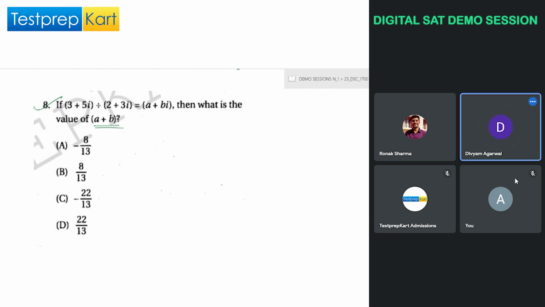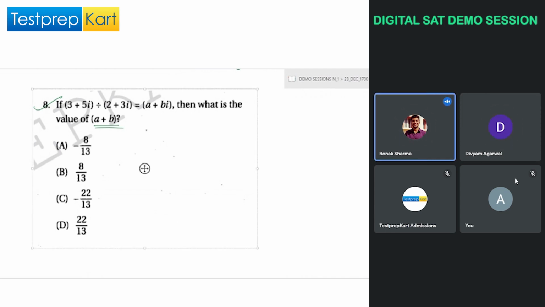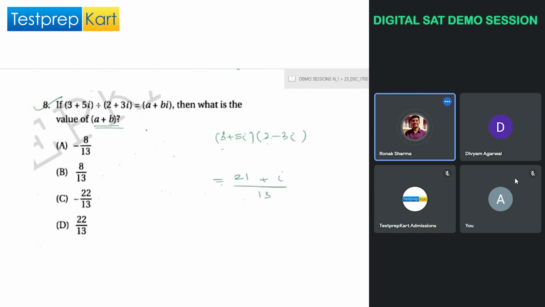Answer is D. So we have 2 plus 3 iota. So 4 plus 9, 13. So for sure 13, they have already given it. Now we have to do 3 plus 5 iota and 2 minus 3 iota. So 3 times 2 is 6 and plus 15. So 6 plus 15, 21. Then 3 minus 9 iota plus 10 iota. So minus 9 plus 10 gives plus iota by 13.